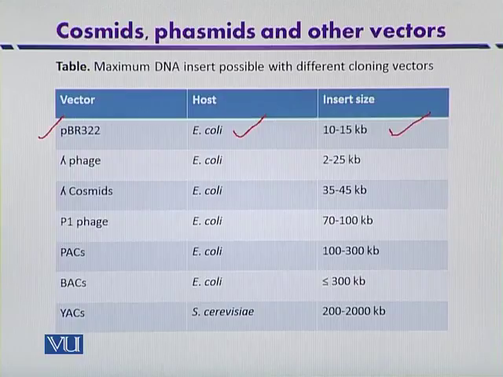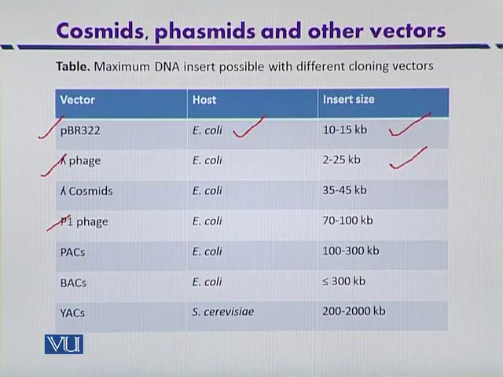And of course, lambda phages. Next one, again, they can infect E. coli as the host organism, and the DNA fragment may be up to 25 kilobase. That is important. Next are the lambda cosmids. They can clone up to 45 or sometimes 52 kilobase DNA fragment. And then another type of phage vector that we have not focused on mainly is P1 phage, and that can clone 70 to 100 kilobase DNA fragments.